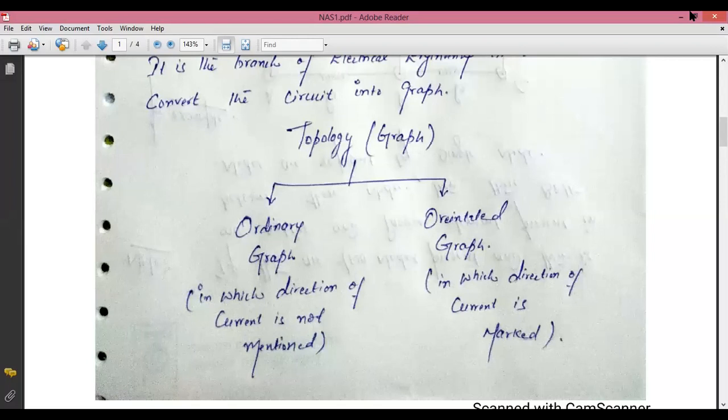But now, the question is, what is the difference between this ordinary and oriented graph? So the main difference between the ordinary and the oriented graph is, in case of ordinary graph, the direction of the current is not mentioned, whereas in case of oriented graph, the direction of the current is marked. Again, I am repeating, that is graph in case of analysis.